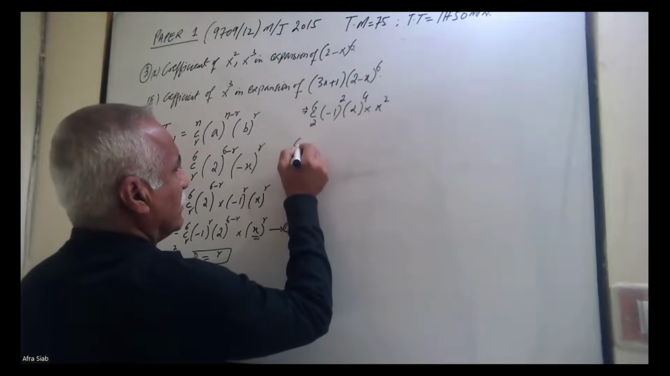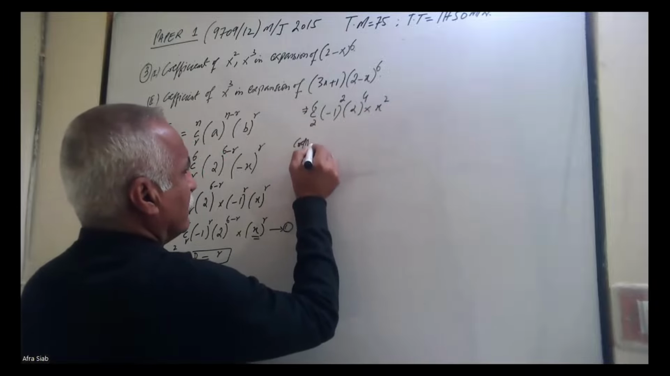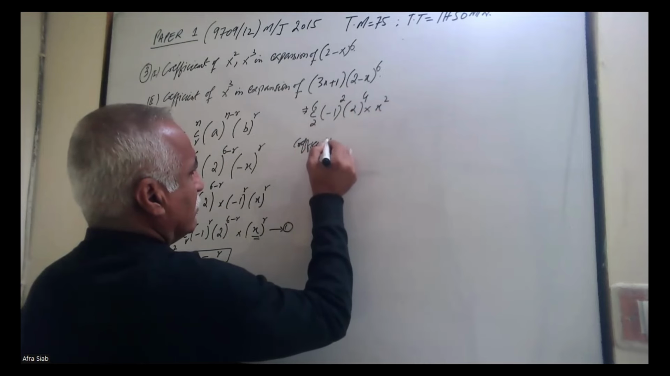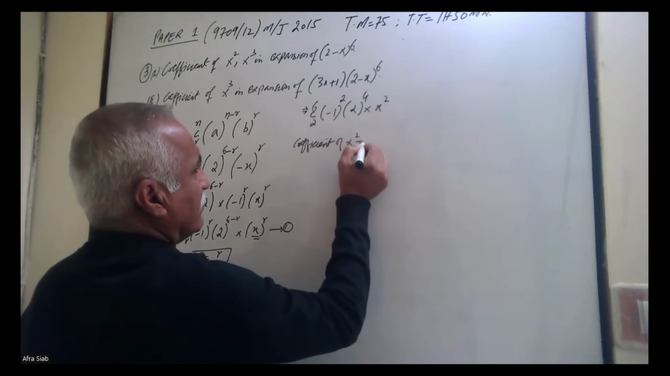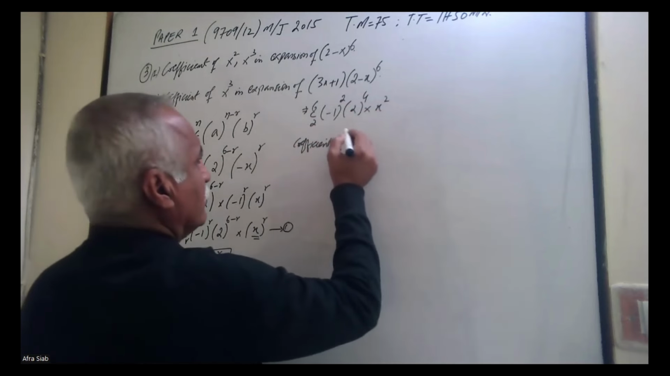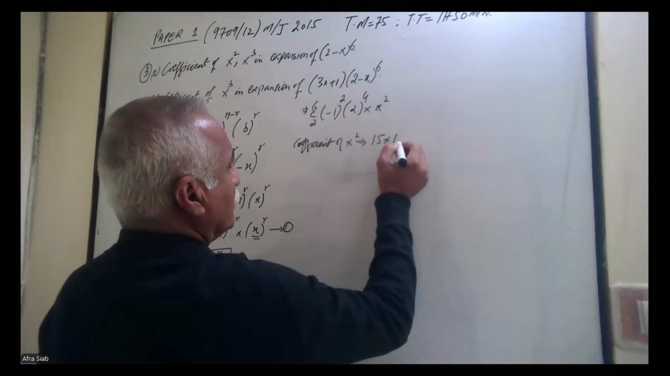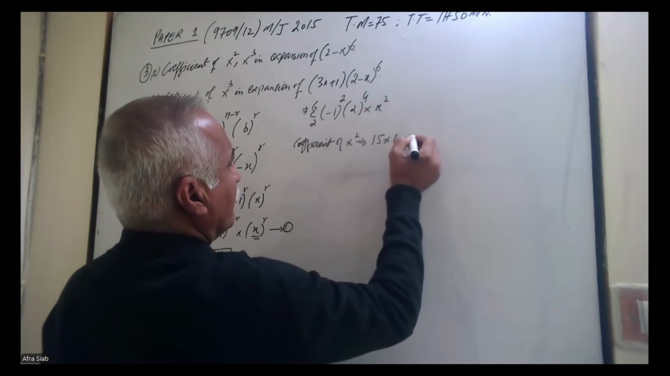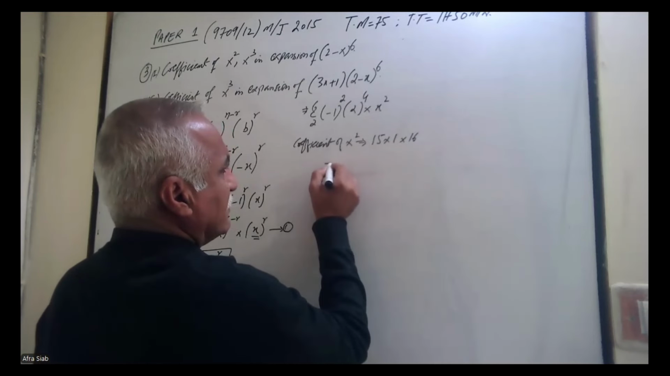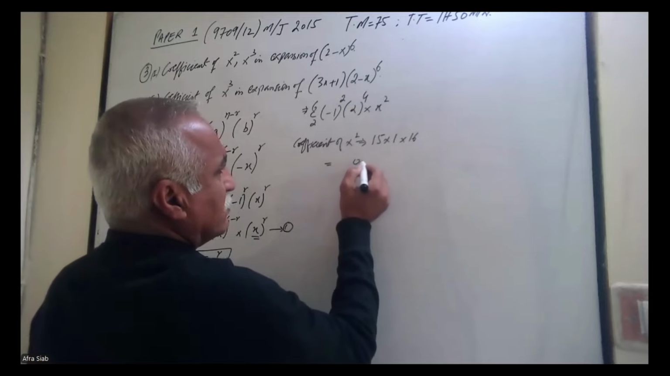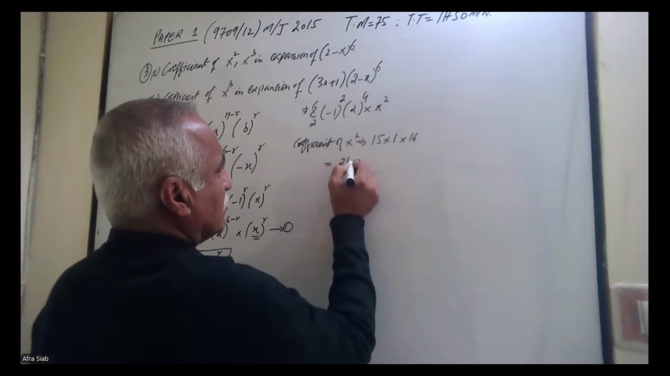So the coefficient of x square is basically equal to 6C2, that is 15, minus 1 power 2 is 1, into 2 power 4 is 16, and that thing is equal to 240.